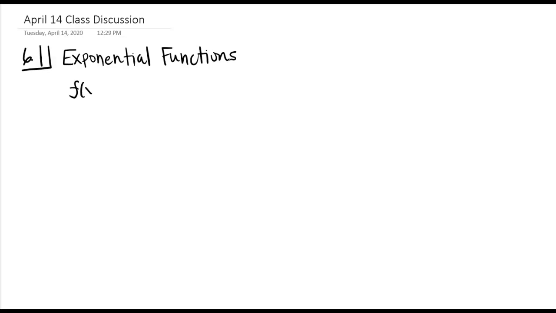So if you have f of x equals, well, usually I have a times b to the x power. Sometimes our a is just 1, and so we just have that b to the x power part. But this is just kind of the general form of exponential functions.